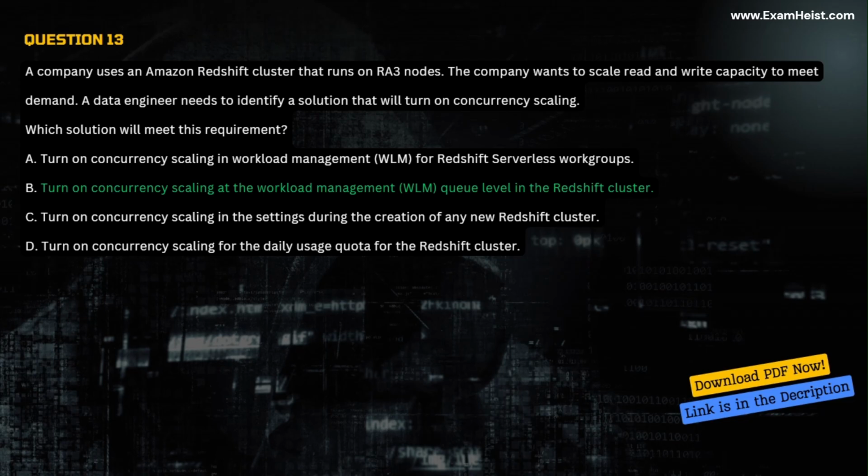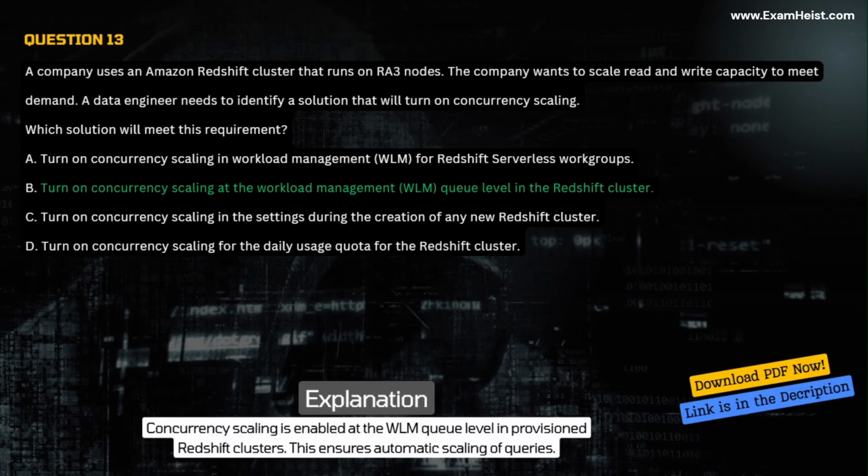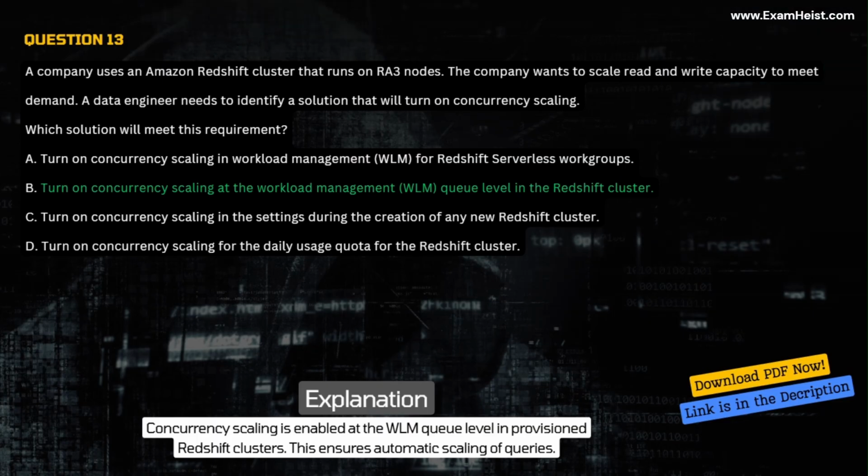Correct answer B. Turn on concurrency scaling at the workload management, WLM, queue level in the Redshift cluster. Explanation. Concurrency scaling is enabled at the WLM queue level in provisioned Redshift clusters. This ensures automatic scaling of queries.